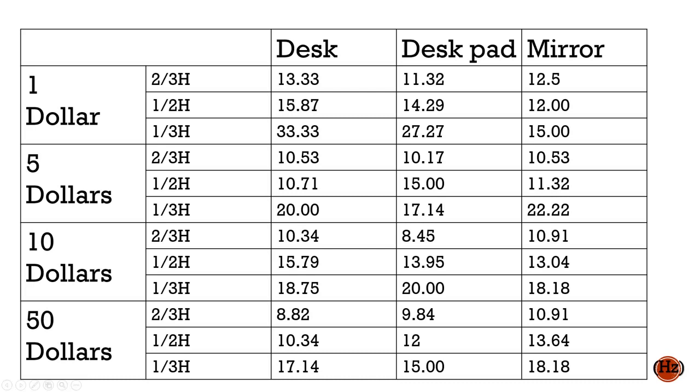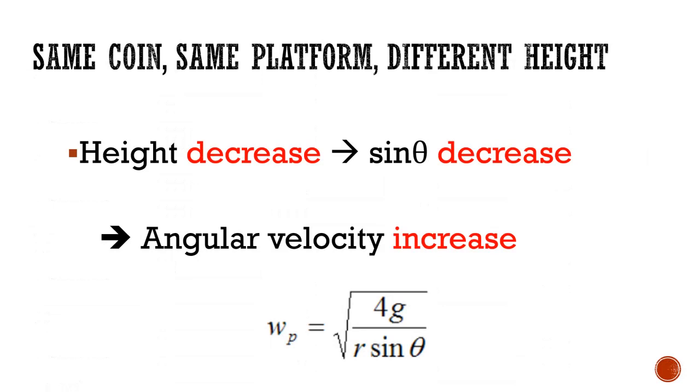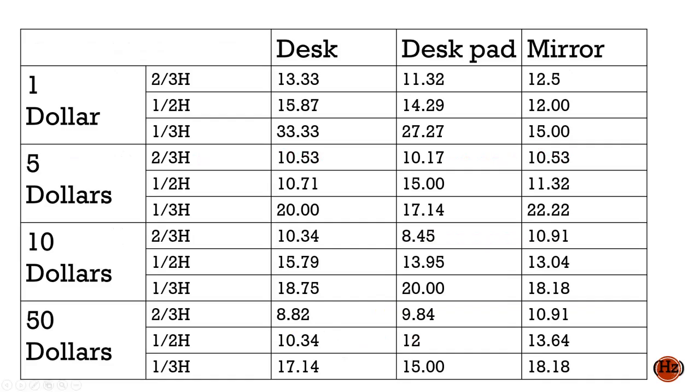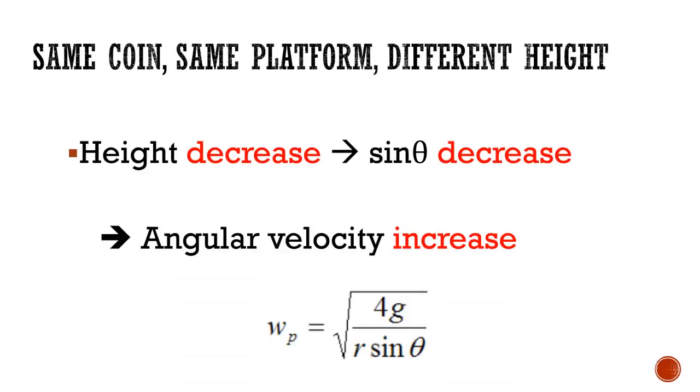First we'll discuss the simplest part: same coin, same platform, but different height. From the table, we can see clearly that when height decreases, the angular velocity increases. So when height decreases, sine decreases and angular velocity increases, which corresponds to our equation.